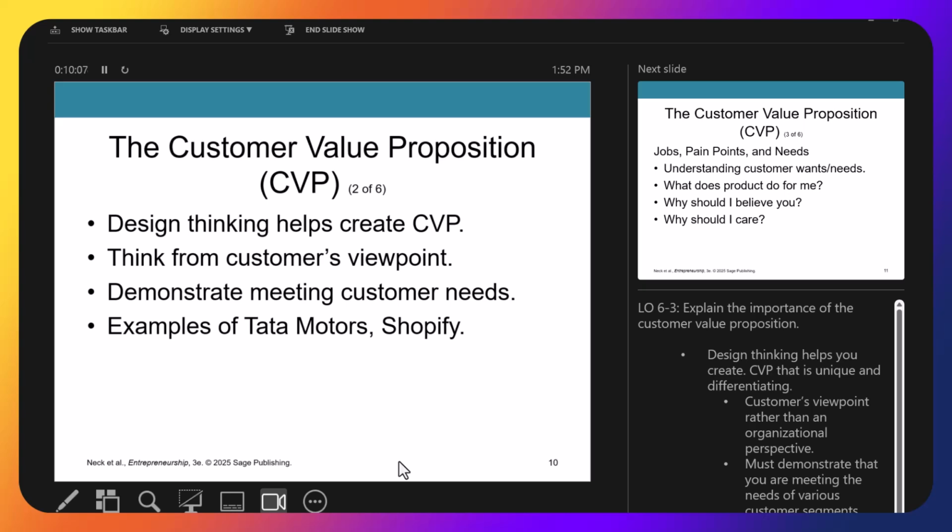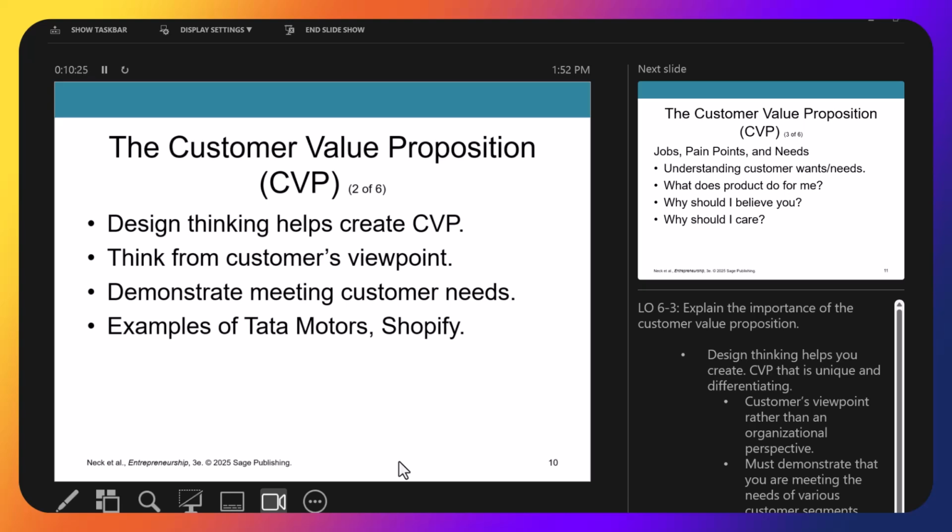Demonstrate meeting customers' needs. One of the things too is when you do this, you actually develop a relationship with the customer. Either they trust you, they like your product or whatever else. But if you don't, then ultimately you find a lot of businesses don't stay in business.